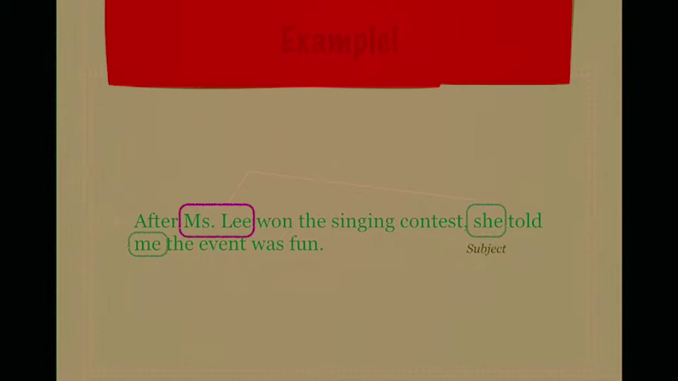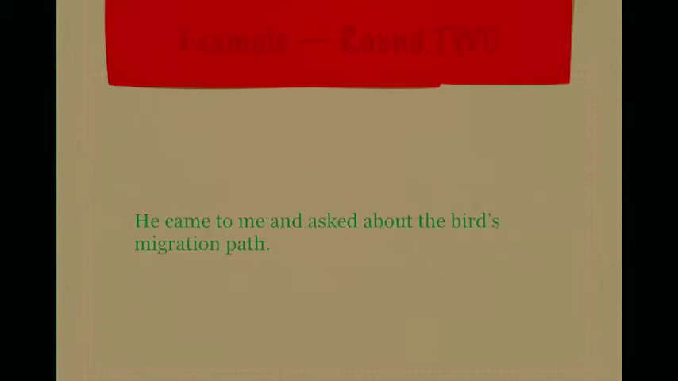So if you cover up the words after Miss Lee won the singing contest, all you are left with is she told me the event was fun. So to find our object, you see what the verb or the action is in the sentence. So told is the action, who or what was being told, and that is me. So that makes it your object. We have another example to kind of help you guys figure it out.